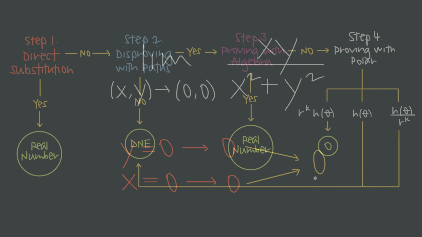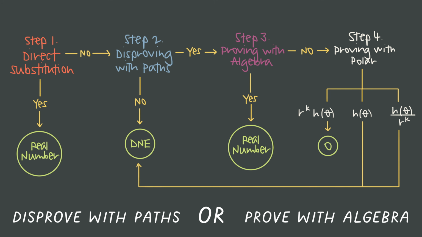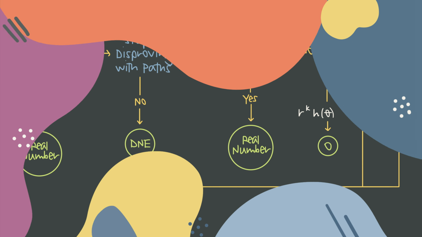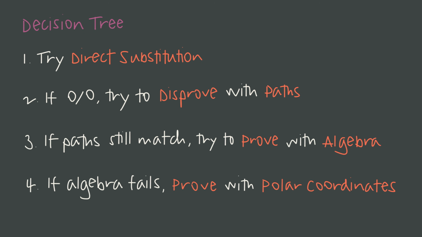In the next few minutes, I'll give you a 4-step decision tree, and by the end, you'll know whether to disprove with paths or prove with algebra, and you'll finally stop guessing about how to evaluate multivariable limits. This decision tree is our toolkit. It's the entire flowchart for solving any multivariable limit problem short of the formal epsilon delta proof.